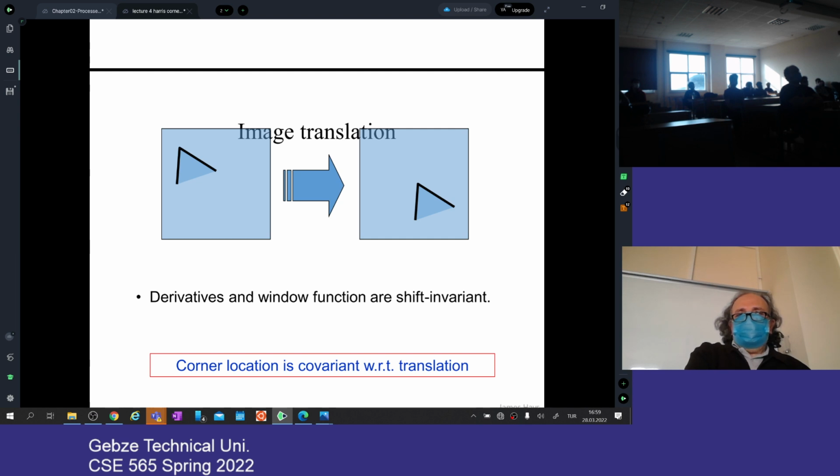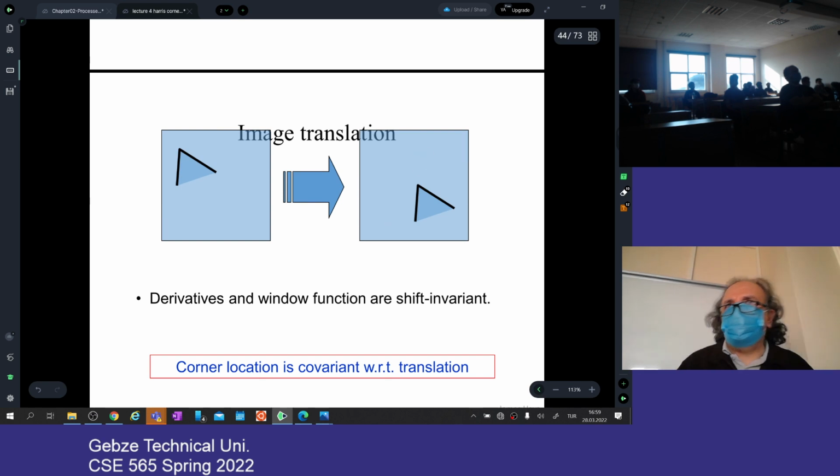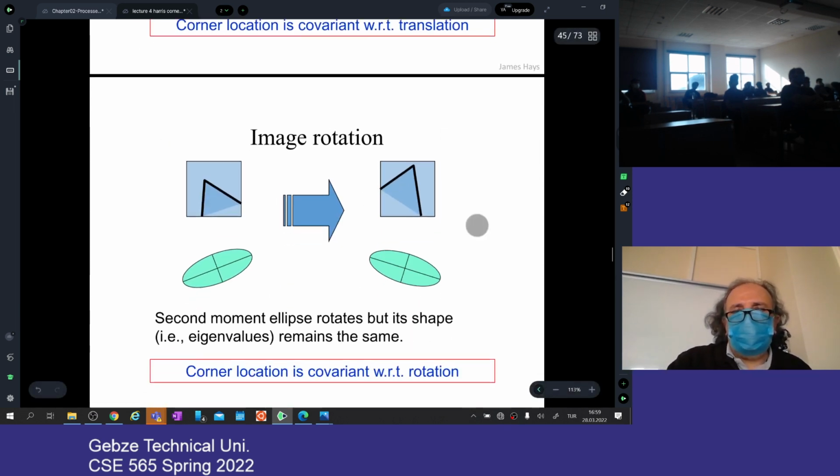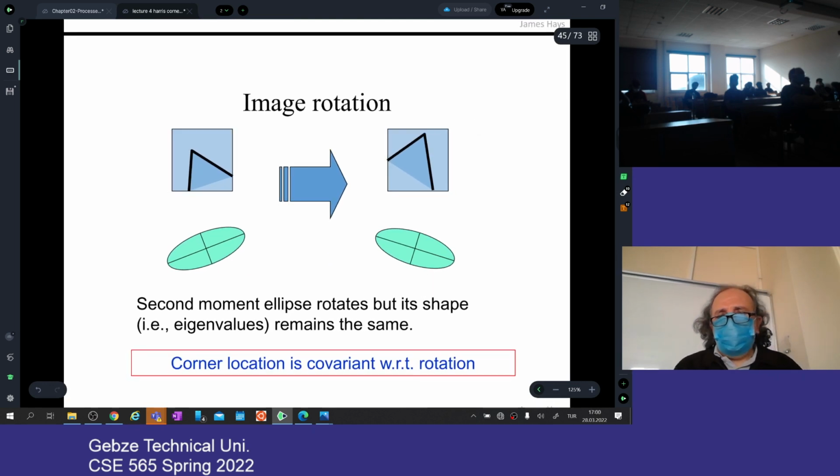When you translate this image from this point to that point, our derivatives and our window functions are shift invariant. What does that mean? Our derivatives change, right? The derivative of this image and the derivative of this image are different. I know that, so that's kind of expected. Our location will change with respect to the image. That's kind of expected.